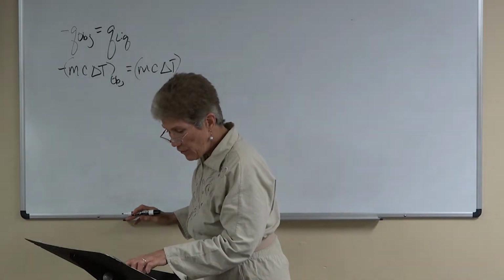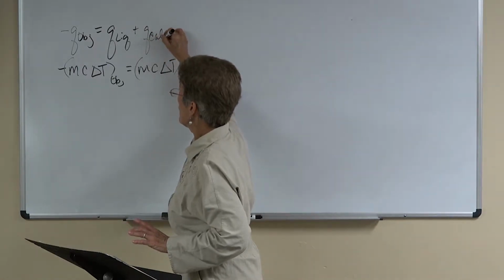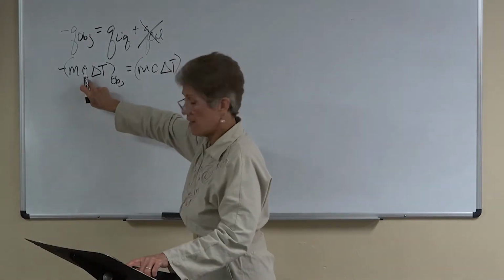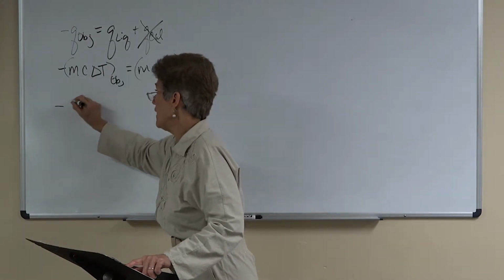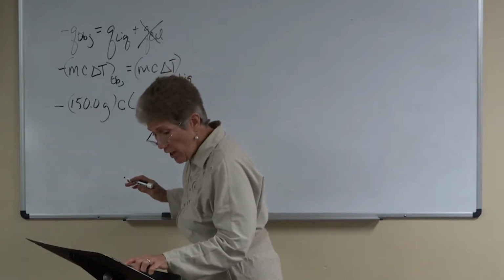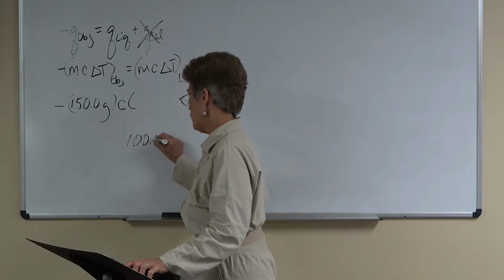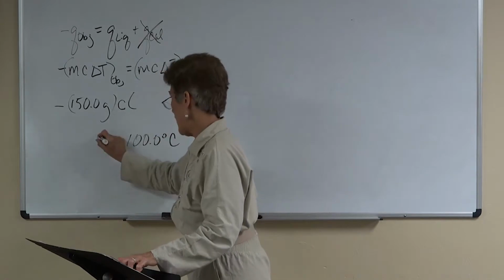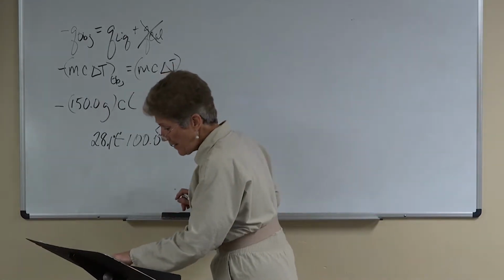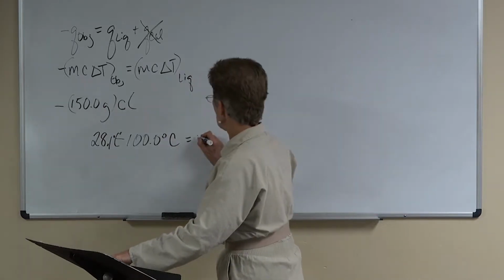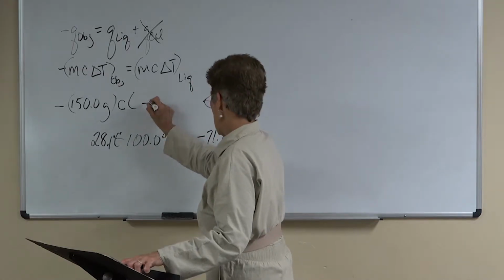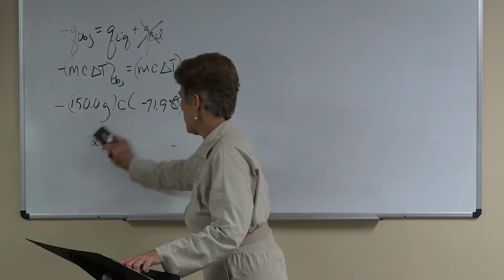Okay, and please remember there is also a Q of the calorimeter. But we are ignoring the calorimeter in this case, so we dropped it out. And we are looking for the heat capacity of this object. So if we put these in here, we have negative, we have a 150 gram object. We're looking for C. And the change in temperature, it says it started at 100 degrees, so that's its initial. And it ended at 28 degrees because everything ends at the exact same temperature. And so that's going to give us a negative 71.9 degrees Celsius. And so we're going to put in here negative 71.9 degrees Celsius. Okay.